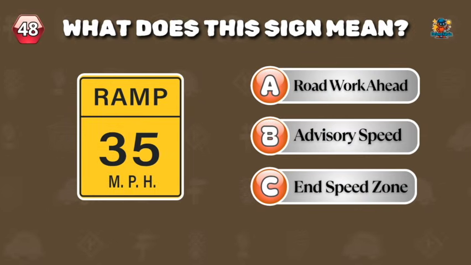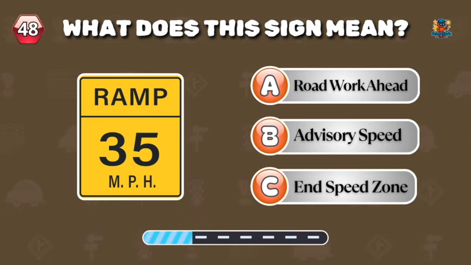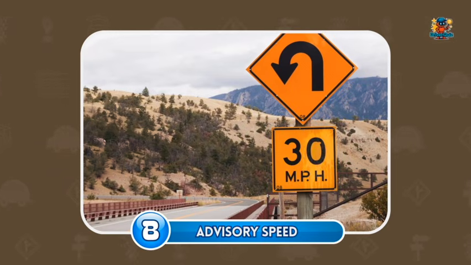Question 48. A. Road work ahead. B. Advisory speed. C. End speed zone. Advisory speed. This is a recommended speed for the ramp. Adjust accordingly for safe turning.